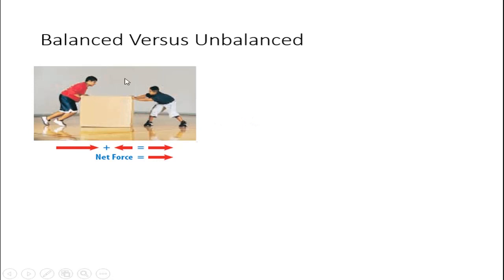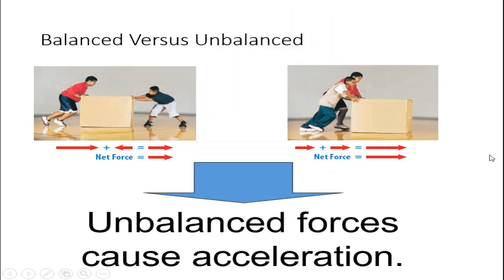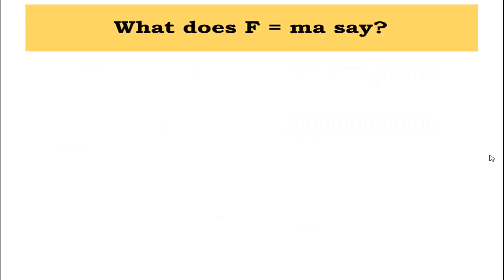the boy in red has a stronger force compared to the guy in blue. So the stronger force goes to the right, and they will push the box to the right. In this one, both of them are pushing the box to the right, so the net force is to the right. So unbalanced forces cause acceleration. More about net force in our next lecture.